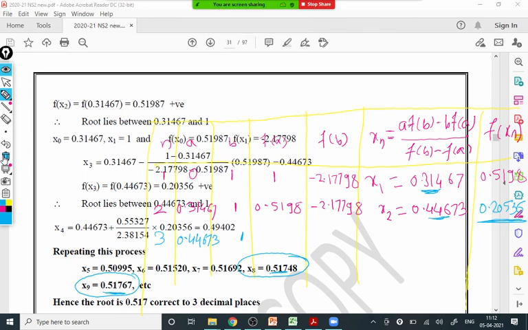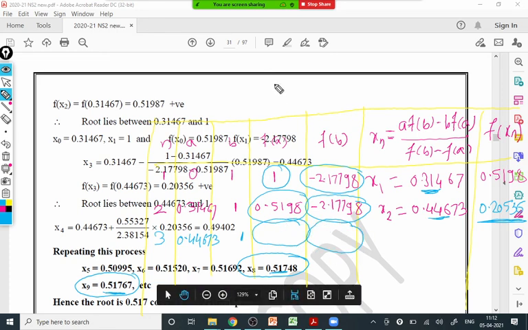You will observe now, f of a is positive, f of b is negative. So one should be positive and the other should be negative. It can be reverse also. It may happen that f of b is positive and f of a is negative. That should happen everywhere.